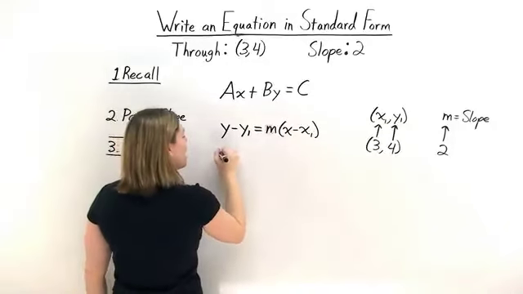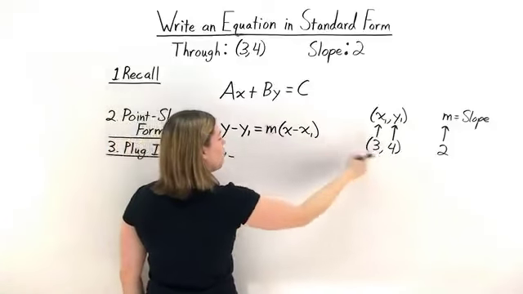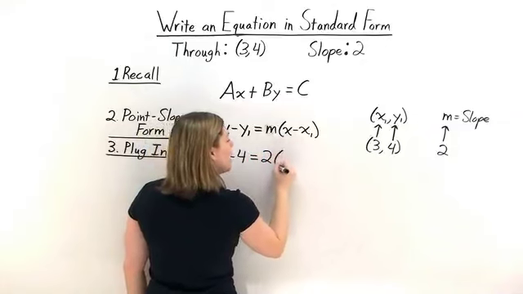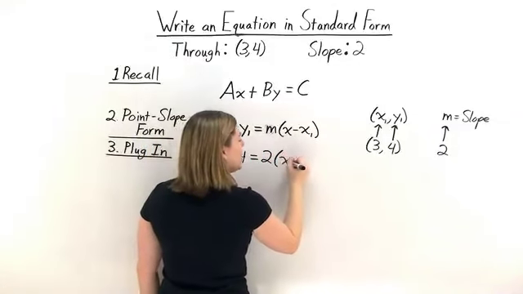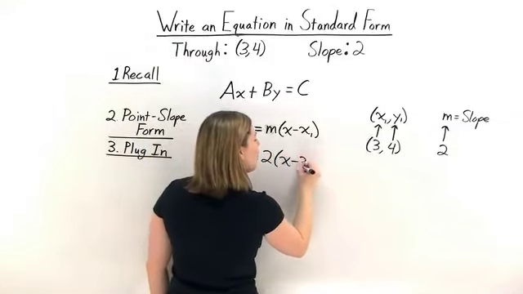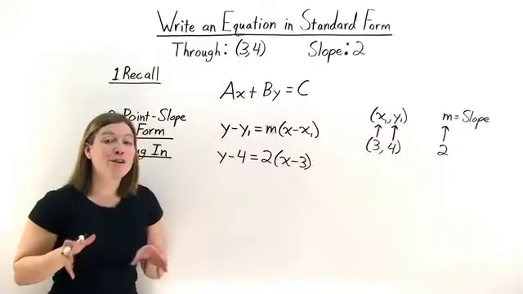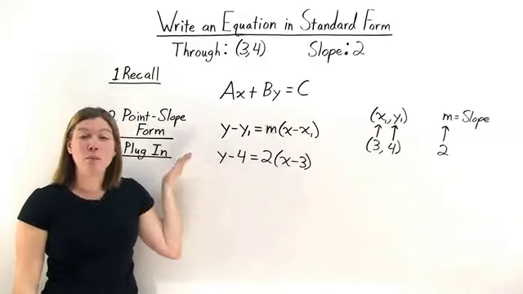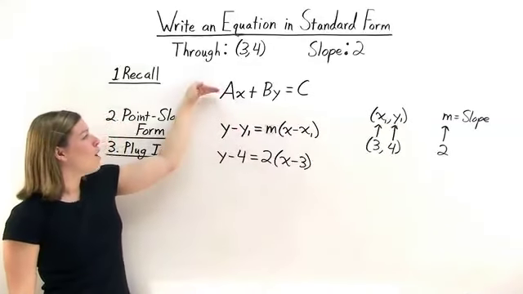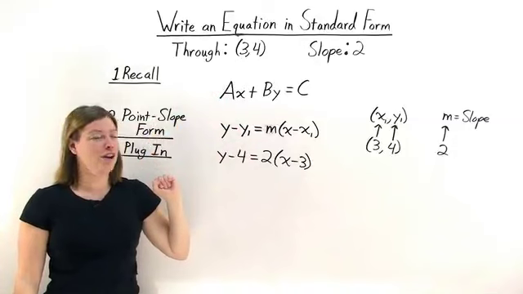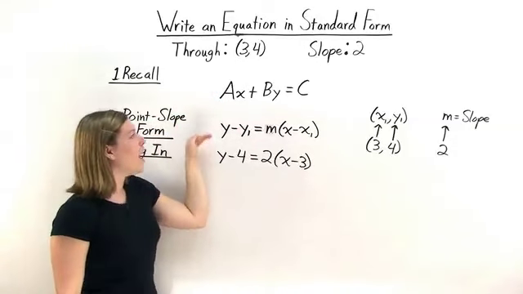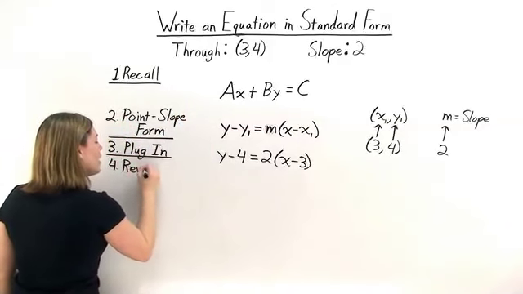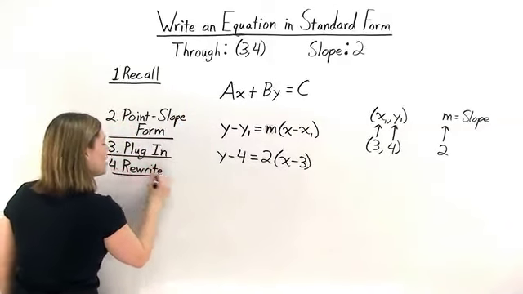So here we have y minus y sub 1, which is 4, and then m, our slope, which is 2, times x minus x sub 1. X sub 1 is 3, so we have x minus 3. Perfect. Now we have an equation for our line, but it's in point slope form, and we want it in standard form to get our answer. So we need to take this equation and rewrite it so it's in standard form. If we can do that, we will have our answer.